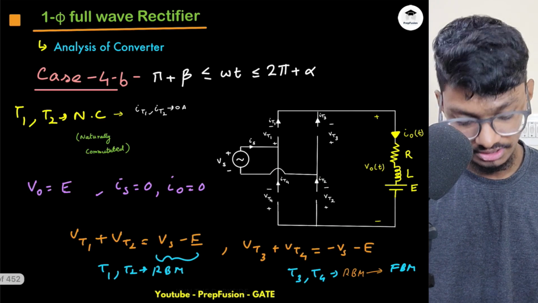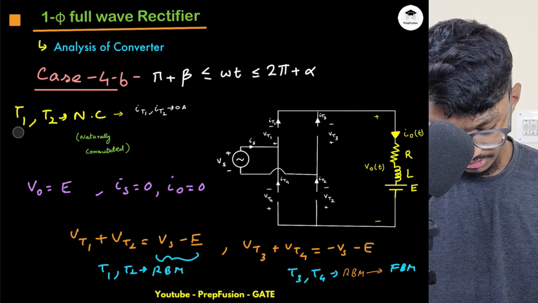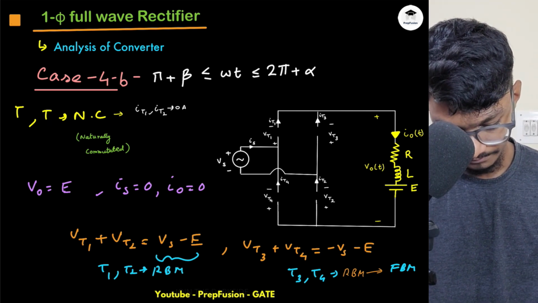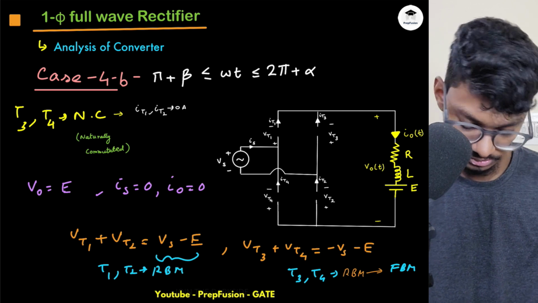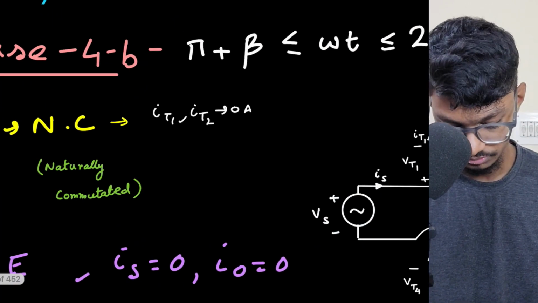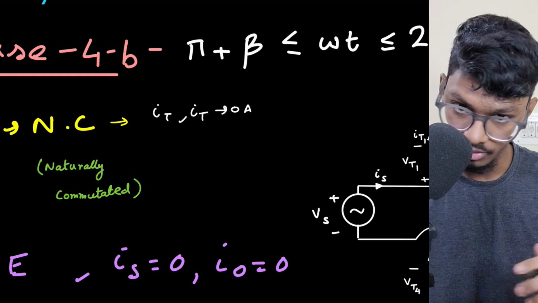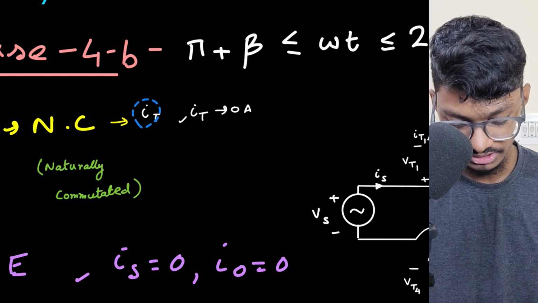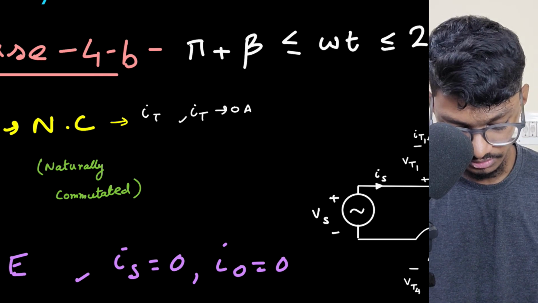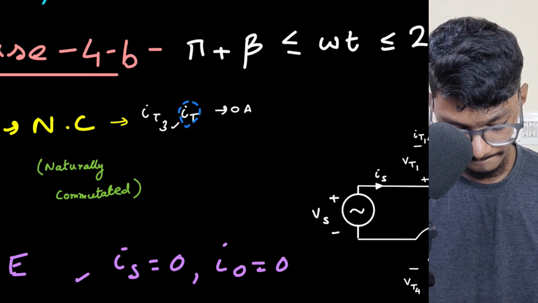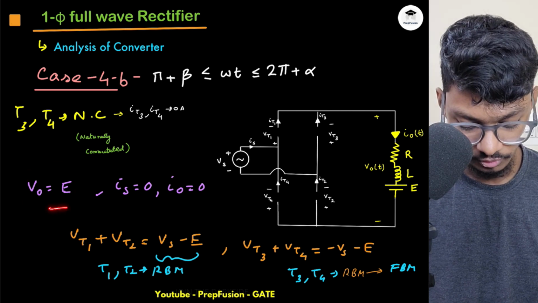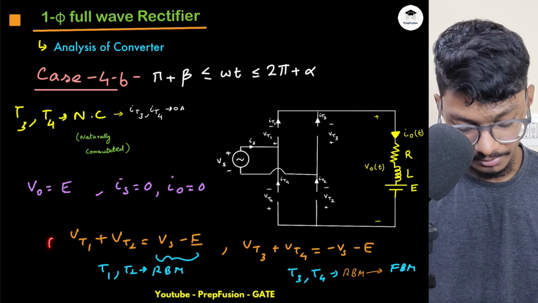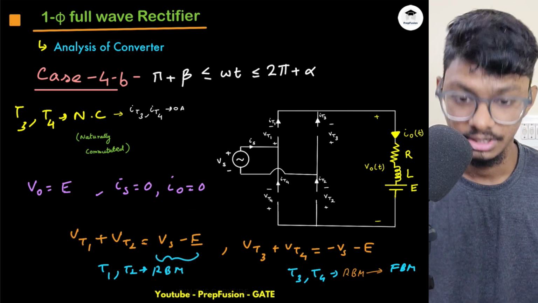As soon as T3 and T4 are naturally commutated, all the currents will go to 0. Why are they naturally commutated? Because the output current was 0, and the output current was equal to the thyristor currents of T3 and T4. So obviously my output voltage VO will be equal to E, source current will be 0, and load current will be 0.